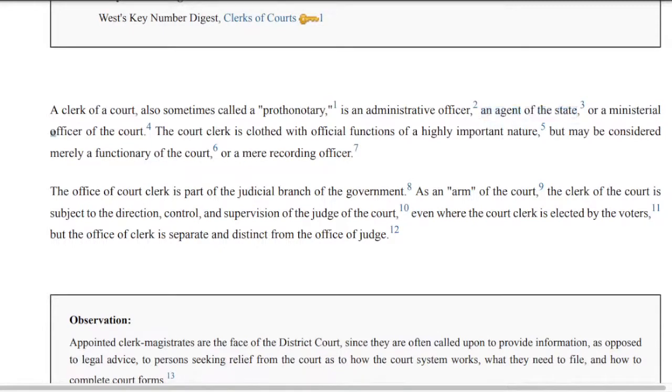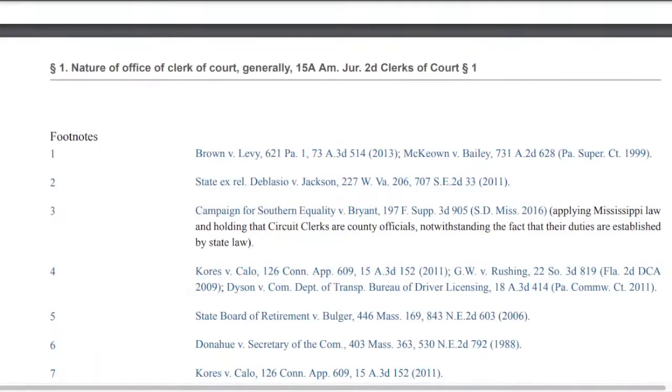Or a ministerial officer of the court. And that's number 4, and that's Bureau of Driver Licensing in Pennsylvania. There's another one in Florida, 2nd District Court of Appeals in 2009.